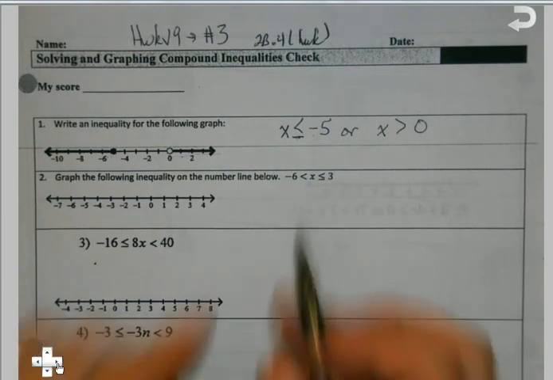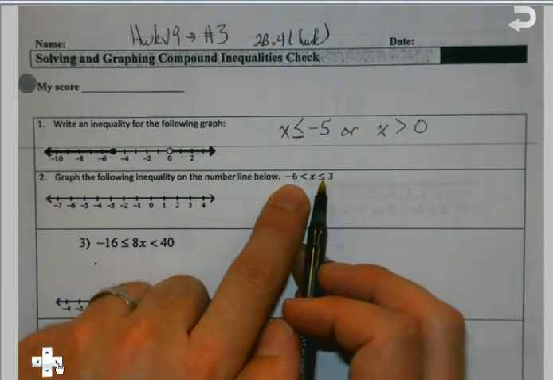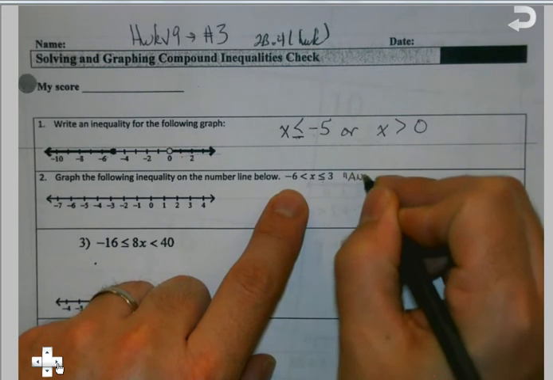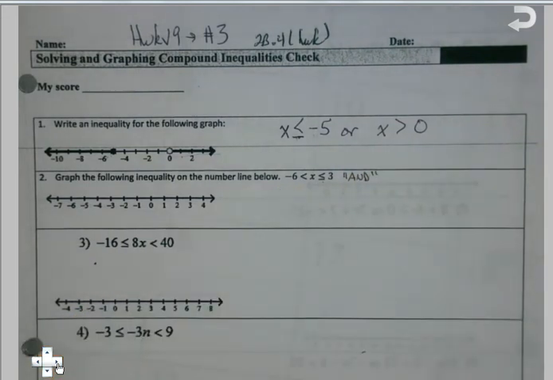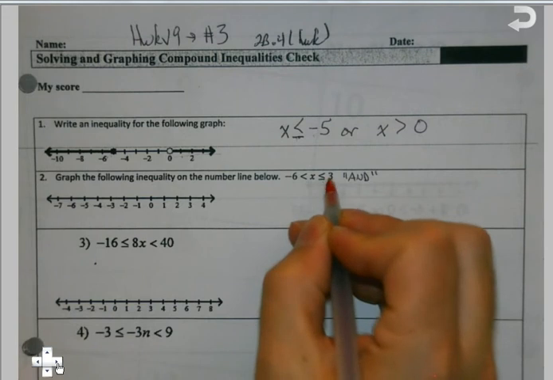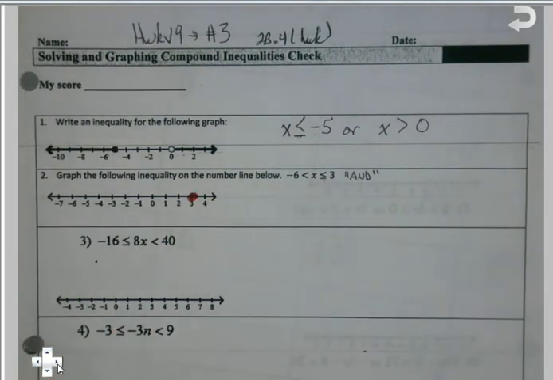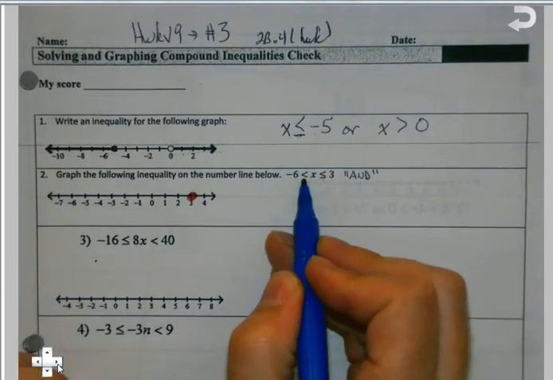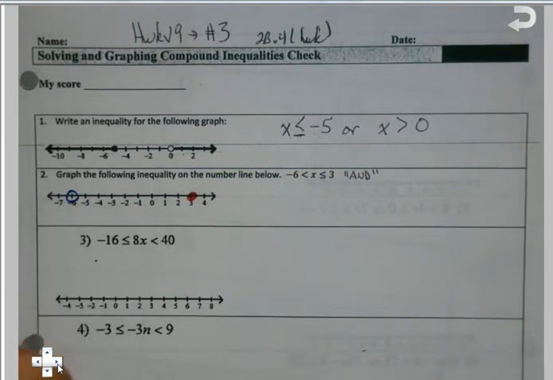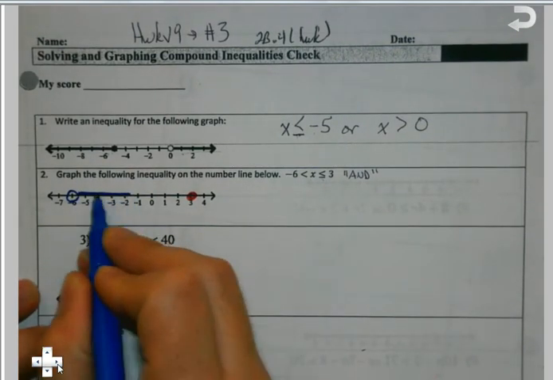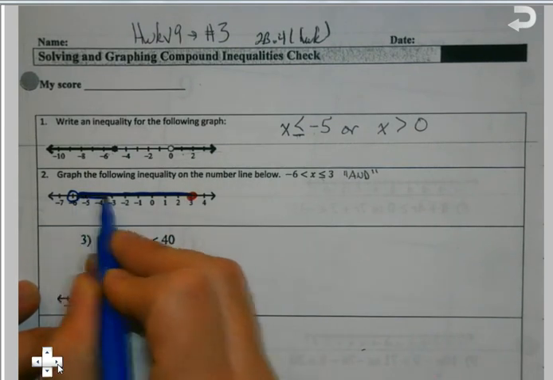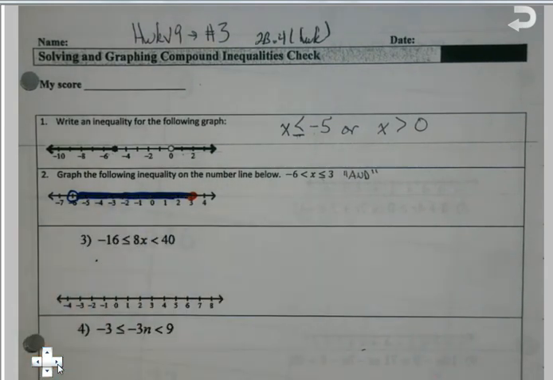Now the next one says I need to graph it. Notice I don't see or anywhere, which means this is an and. So remember, if it's an and, I know those are going to come together and crash in the middle. So I notice at 3, I need to close my dot. At -6, I notice there's no line under my arrow. So that's going to be open. And I'm like, oh yeah, with the ands, I just color in the middle. It doesn't go all the way through like it does with or. I just make my kind of dumbbell looking shape and I'm done.